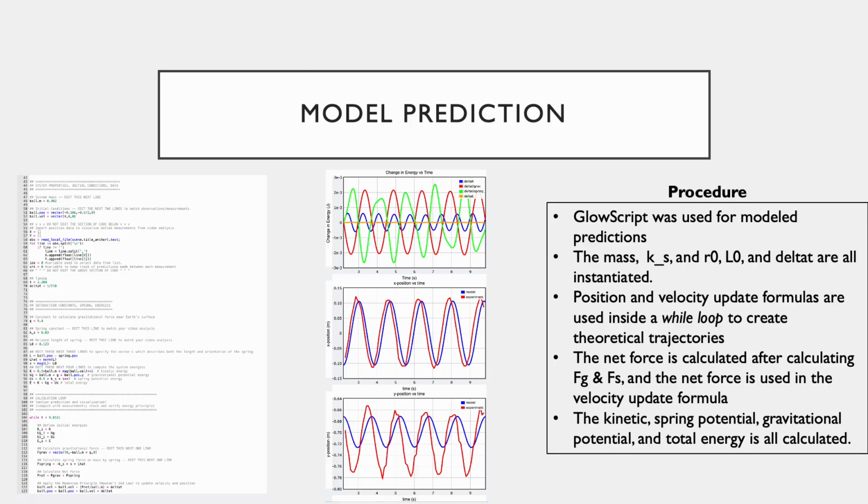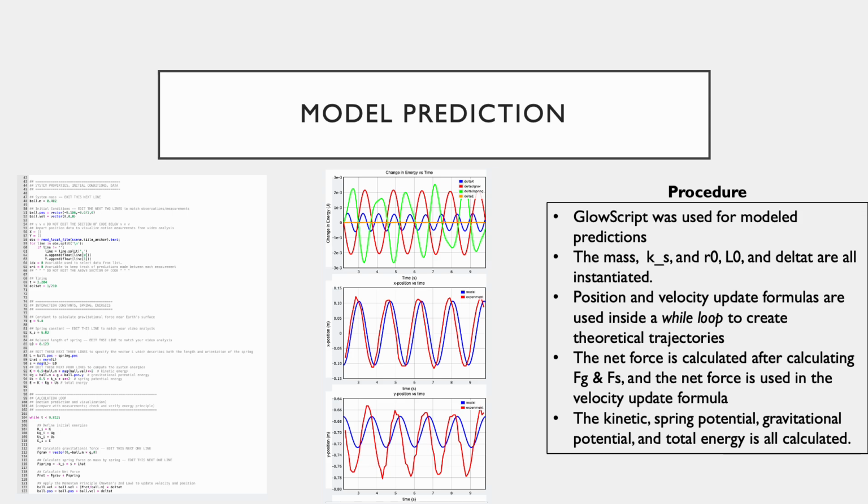The initial position of the ball and the spring, the k value, and the delta r are all instantiated. The position and velocity update formulas are used to graph the position-time and velocity-time graphs. The position update formula is initial position plus velocity times delta T, and the velocity update formula is initial velocity plus F net divided by mass times delta T. The code used iteration to create an accurate position versus time graph.